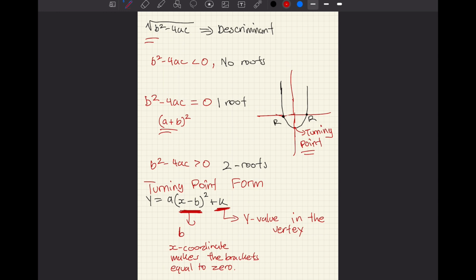So what did we look at today? We looked at the standard form, we looked at the turning point form, we looked at the quadratic formula, we looked at what a, b, and c do in the standard form, we looked at the discriminant, and at roots and concavity.